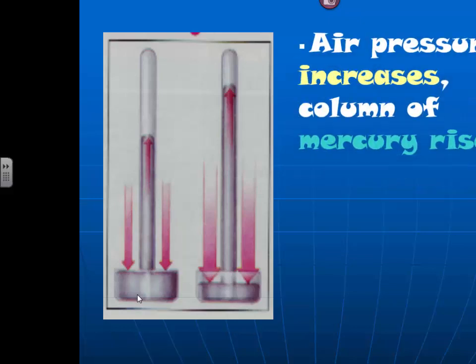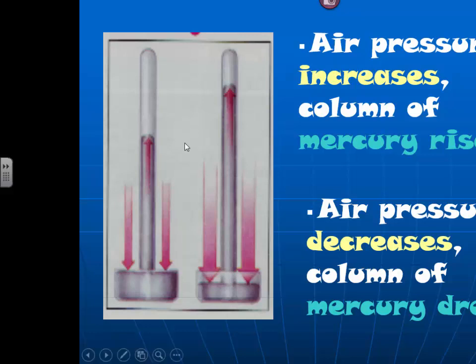If the air pressure is increased, the column of mercury rises. In this picture here, you can see the arrows are supposed to represent a bigger air pressure. A bigger air pressure pushing down on the mercury in the dish forces more mercury back up the tube.